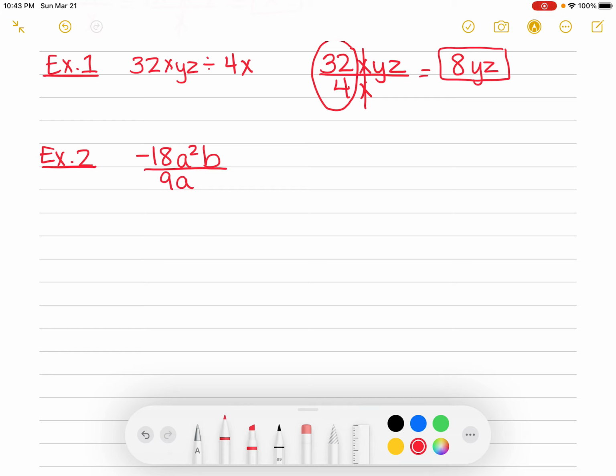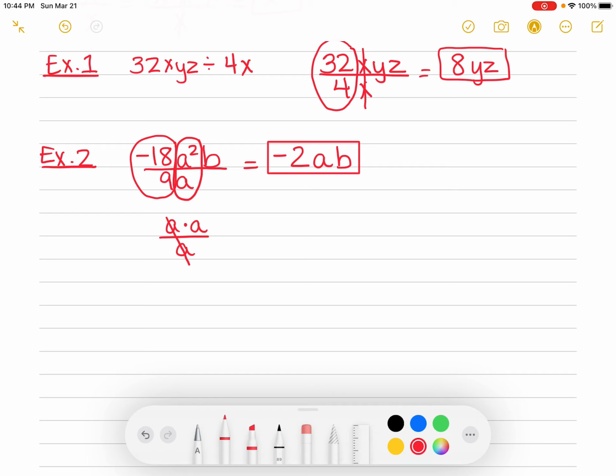Now that you're back, you should have first done the constants up front. Negative 18 divided by 9 is negative 2, so that's going to go on top. Then for my a's, a squared is a times a, over a. Two of those a's are going to cross out, and the a that's left will be on top. Then the b is just left by itself, since there's nothing to divide it by. So hopefully you got negative 2ab.